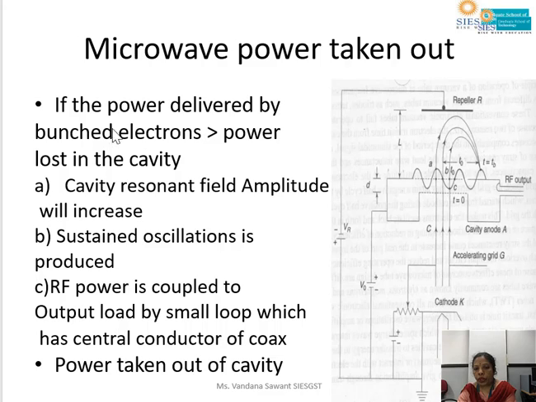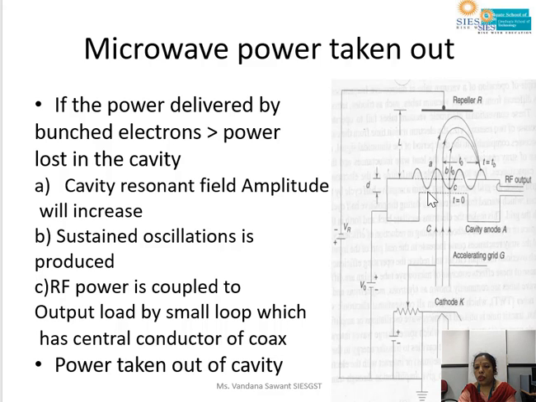Now see, if the power delivered by this bunch of electrons increases more than the power lost in the cavity, then sustained oscillations inside the cavity will take place. Whatever the losses, if the power delivered by the electrons is more than the losses occurring inside the cavity, then sustained oscillations are generated inside this cavity.